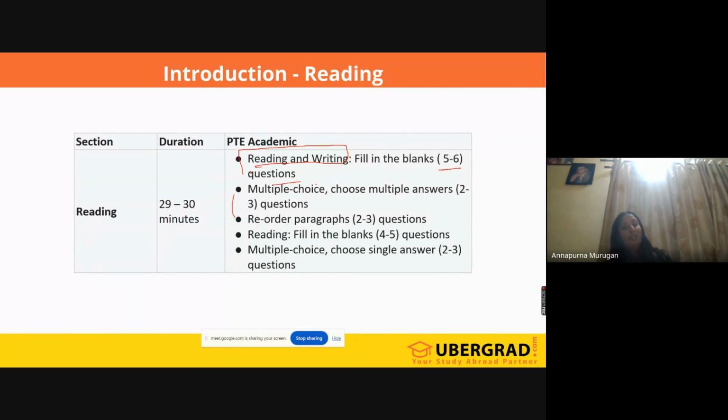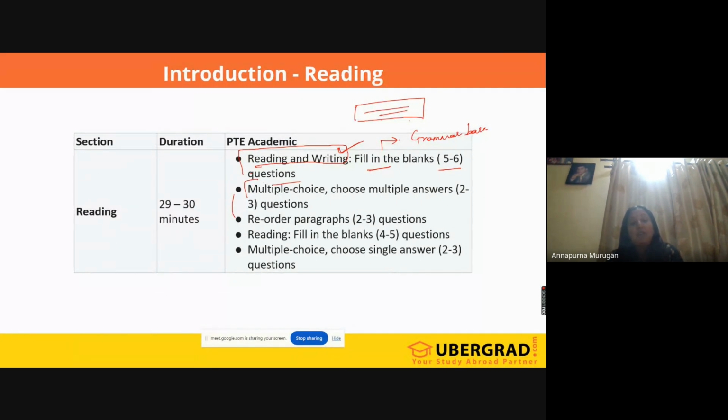5 to 6 questions you will be having. Reading and writing 5 to 6 questions means it will be more grammar based. That means it will be asking for the right preposition, right idioms, right form of verbs, right form of adjectives, so that you need to fill in. That means it tests your grammar part. They will be presenting a sentence, and you need to fill in there. Okay, so that is the thing.